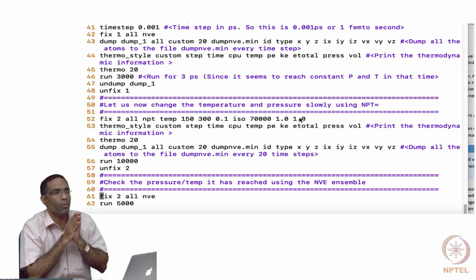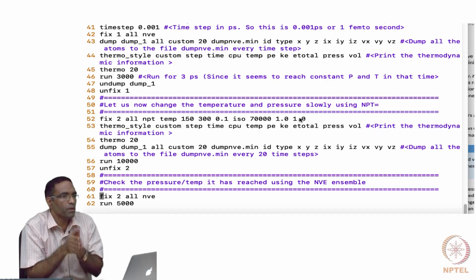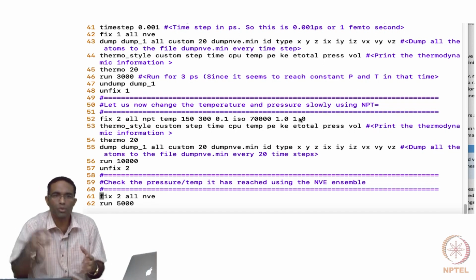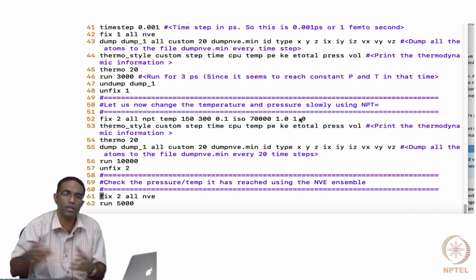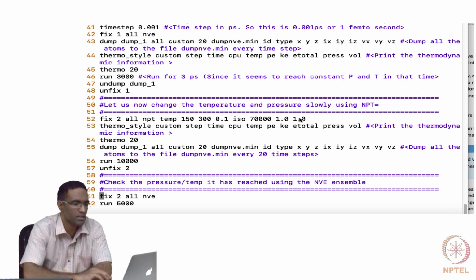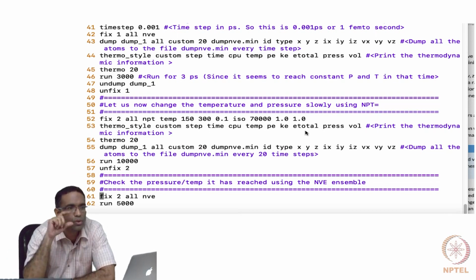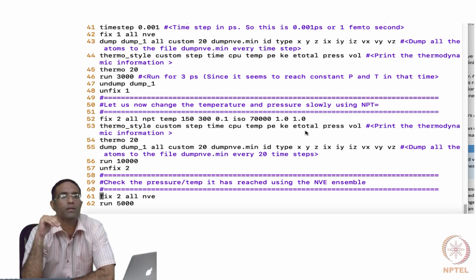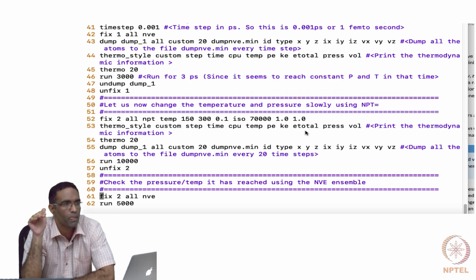Again, what exactly tdamp and pdamp are doing to the equations of motion is not something that we are going to be teaching here. That involves coupling the system to an external bath and solving the equations of motion along with some additional degree of freedom. This tdamp and pdamp are going to control how quickly the requested temperature and the actual temperature are going to match.